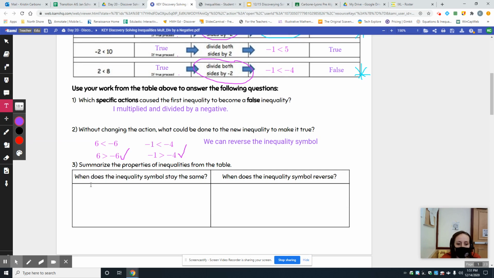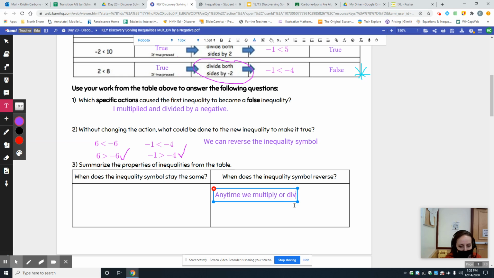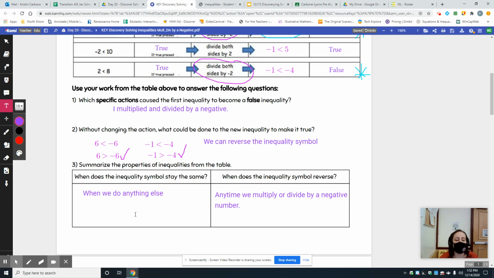Let's put this into words. Number 3: when does the inequality stay the same? When does the inequality symbol reverse? Well, we know that the inequality symbol reverses anytime we multiply or divide by a negative number. Well, when does it stay the same? When we do anything else. Whenever we do anything else, we could do anything we want. We could multiply, divide, add, subtract by a fraction, by the most ridiculous number in the world. But the minute we multiply or divide by a negative, we have to reverse that inequality symbol.